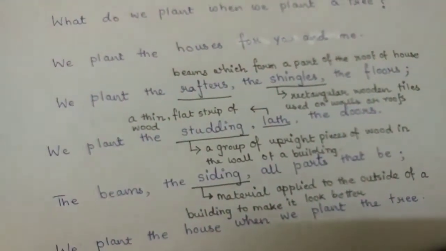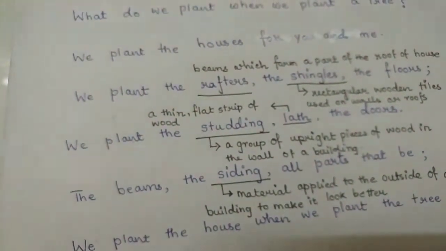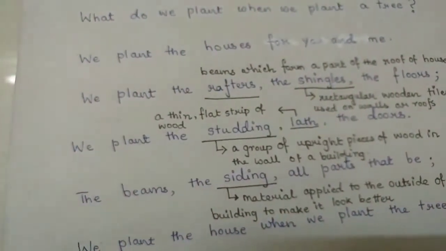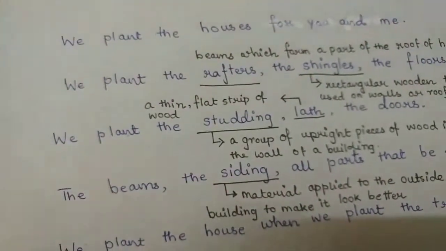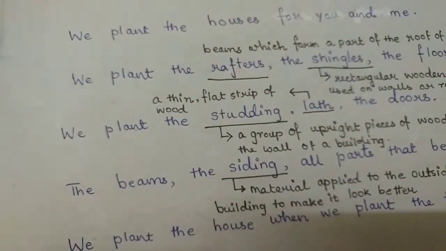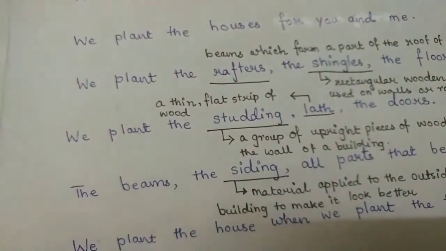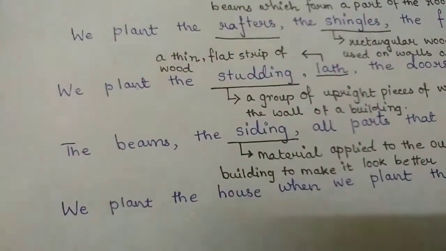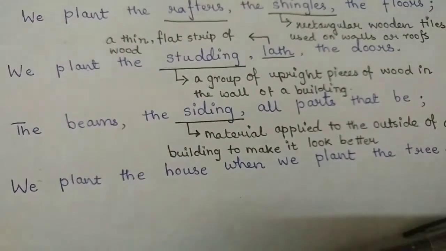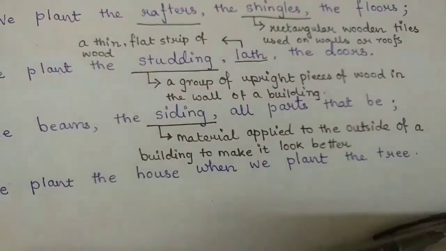The floors, we plant the studding, the lath, the doors. So the studding is a group of upright pieces of wood in the walls of the building. The lath is a thin flat strip of wood that is also used for the successful construction of the wooden house. The beams, the siding, all parts that be.